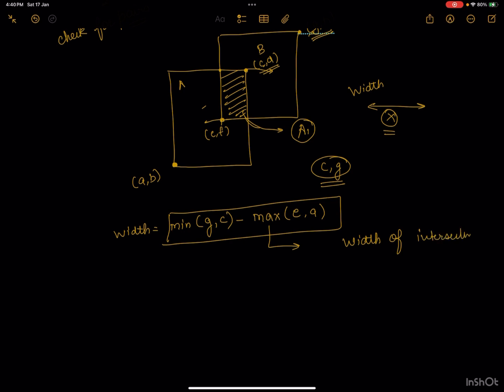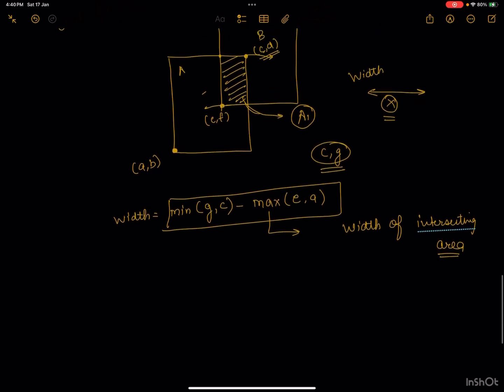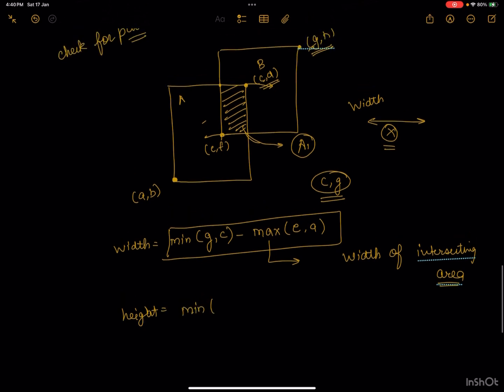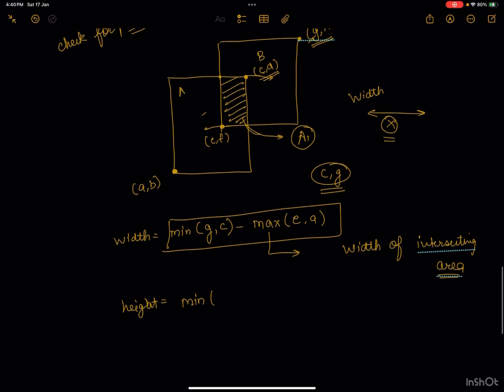the same way we can also find the height of the intersecting area. What we can do in the y direction is take the minimum of H comma D, that is the top right y of A and B, minus the max of B and F. So this is going to give us the width and the height.